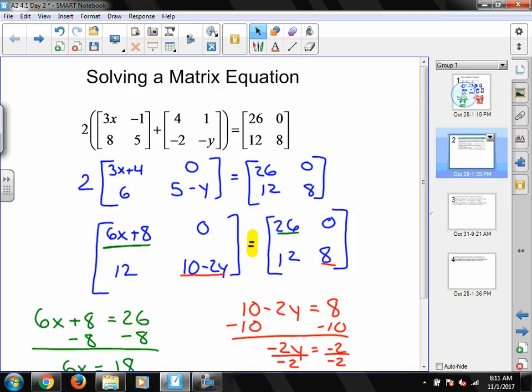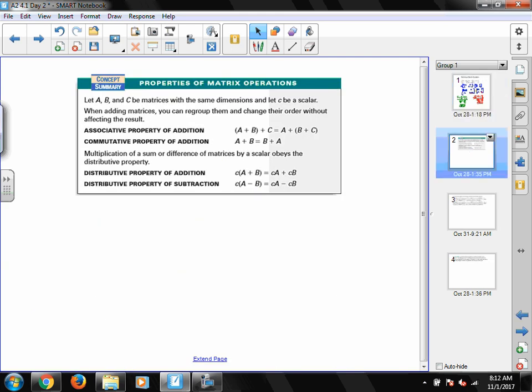So looking back at this problem here, I could have distributed that scalar of 2 to both of my matrices in the parentheses first and then added. I just think it's a little easier to add before you multiply by that scalar. So that's why I chose to do it the way that I did. And it works whether you are adding inside your parentheses or subtracting those matrices. It just depends on what you have. It works the same way.